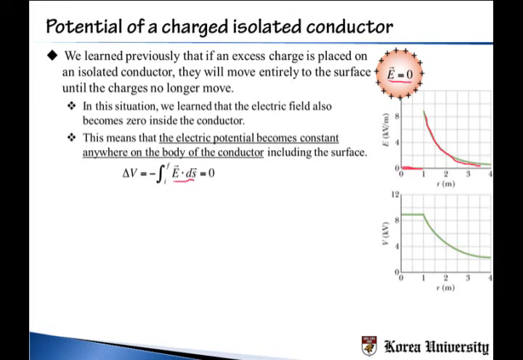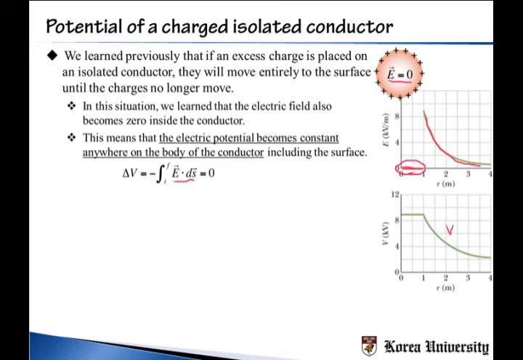Outside the conductor, you can get the electric potential exactly following this integration that we have learned. Let's think about what happens inside the electrical conductor. Inside, we still have to do the integration, and we already saw that the electric field is zero. If the electric field is zero, then its integration will also become zero.